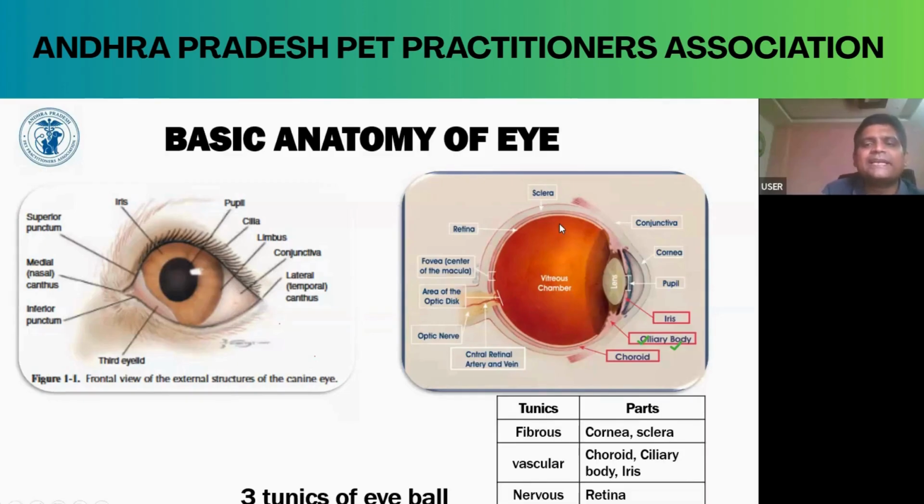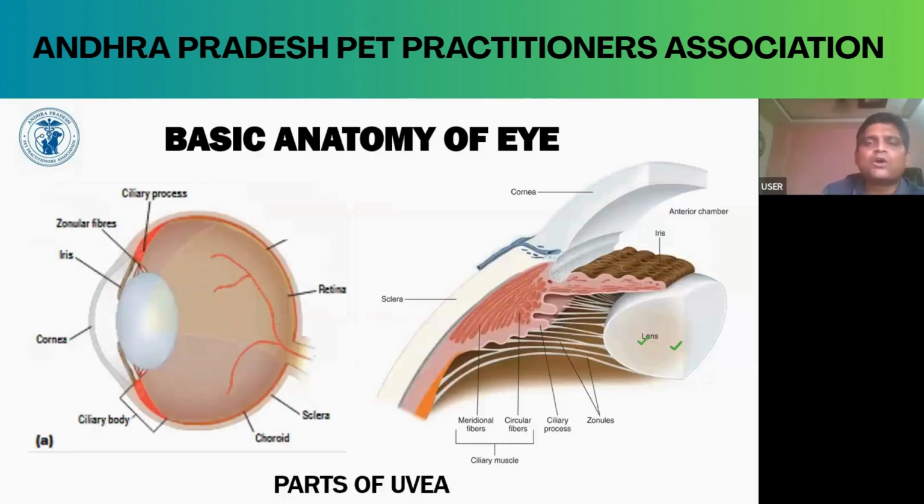Coming to the in-depth anatomy, the eye mainly contains three tunics: the fibrous tunic, the vascular tunic and the nervous tunic. The fibrous tunic mainly contains the sclera and the cornea. The vascular tunic contains the choroid, the ciliary body and the iris, and the nervous tunic contains the retina. The vascular tunic gives nourishment to the entire eyeball, whereas the retina is the functional aspect, and the cornea, sclera and aqueous humor mainly focus the light on the retina.